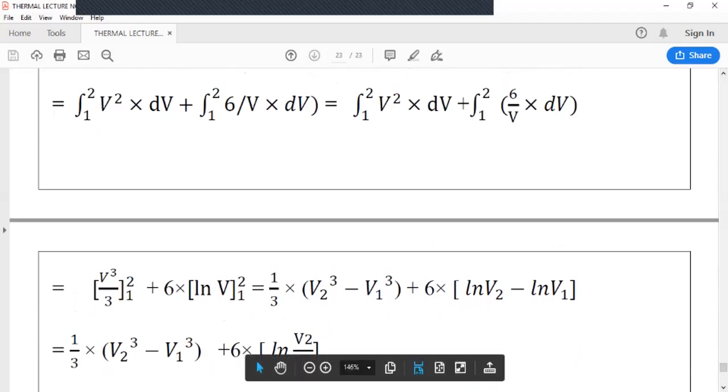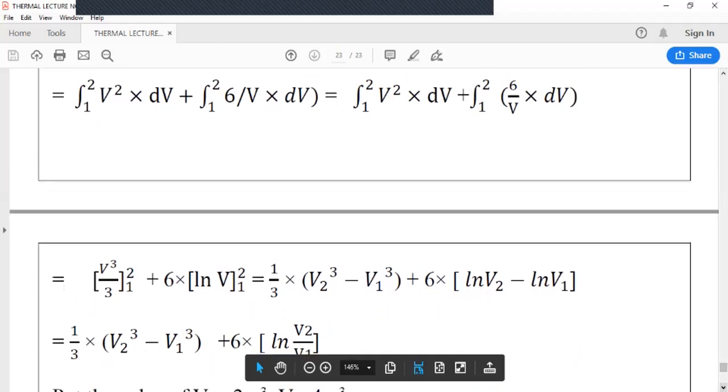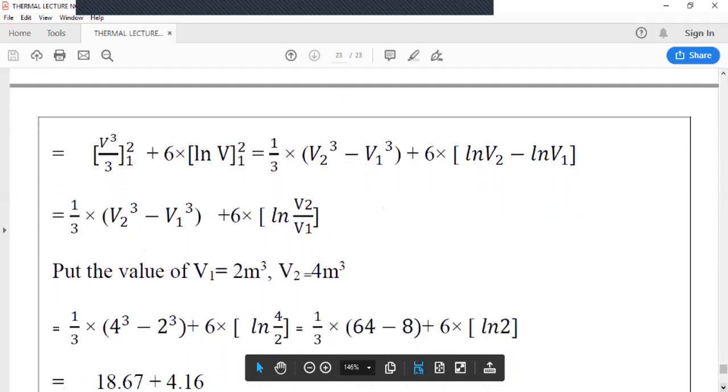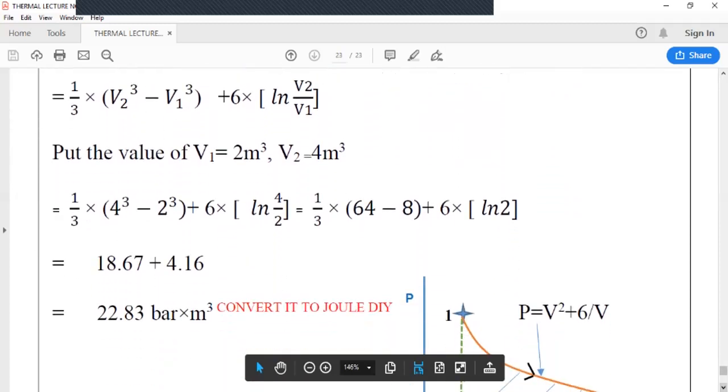Now you have to put the limit. 1 by 3 we take outside, so V cube, limit from 1 to 2: V2 to the power cube minus V1 to the power cube, plus 6 into ln V2 minus ln V1. So I can write this as ln V2 by V1. Then you have to put the values of V1 and V2.